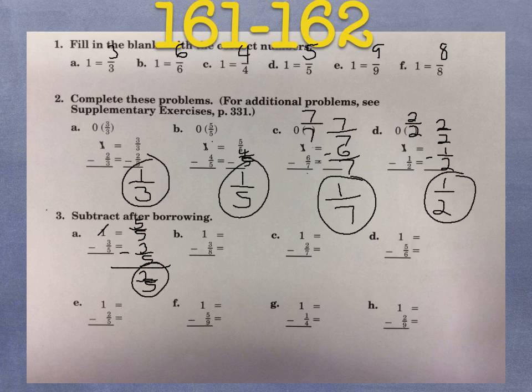B. We need to borrow from the 1. Since this is an 8 down there, the 1, we're going to change it to 8 over 8. And minus, I'm just bringing it over, 3 over 8. Our answer is 5 over 8. 5/8.